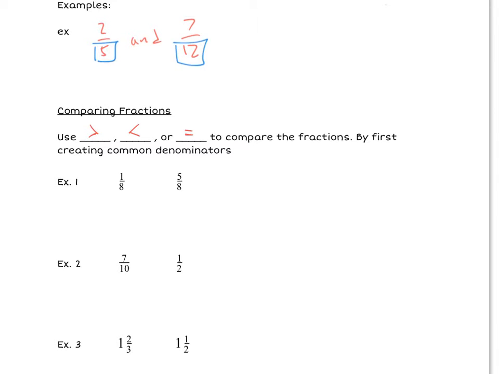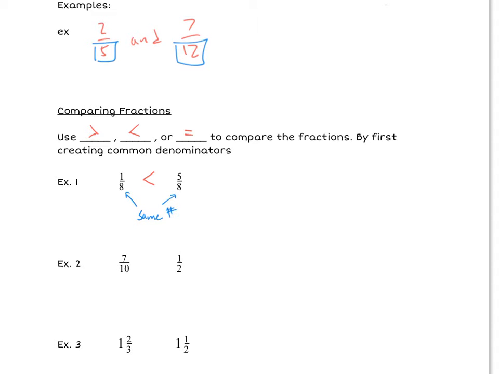So the first example here is a pretty easy one because we have like fractions. We have denominators that are the same. So now we just need to compare the top numbers. Is 1 bigger or smaller than 5? 1 is smaller than 5, so we're going to use the less than symbol. We can do this because we have a common denominator, so we can just look at the top number. If you have the same denominator, just put them in order based on the top number.